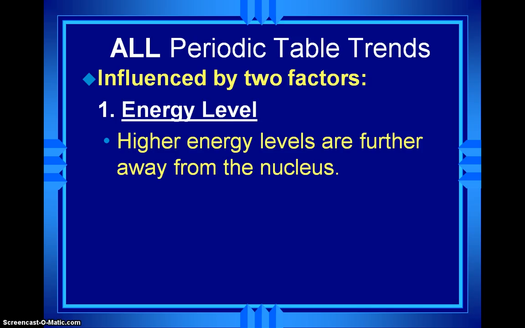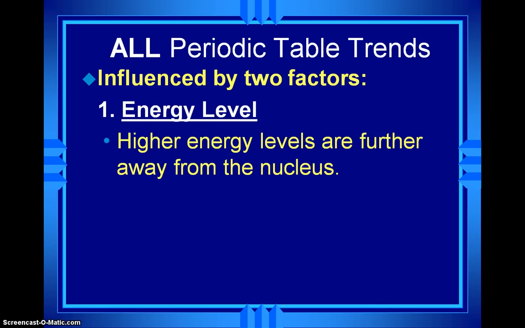Okay? So all periodic table trends are influenced by two different factors. The first is the energy level. The higher the energy level, the further away from the nucleus you get. So the further away the valence electrons are, and their distance from the nucleus, affects how they are going to interact with other elements and other atoms.